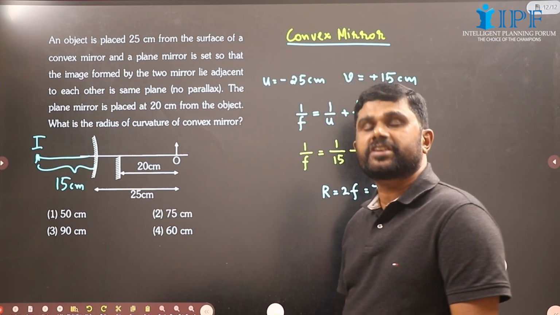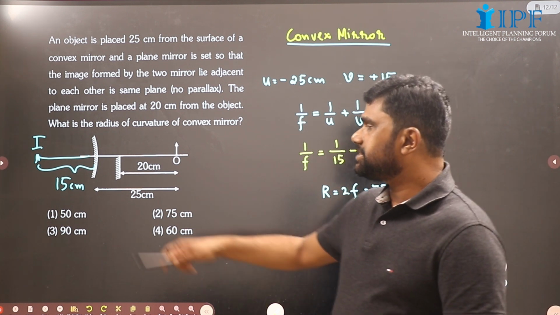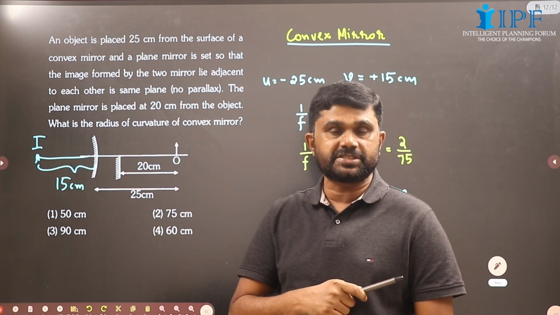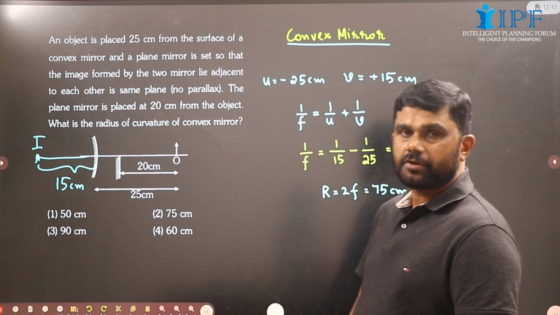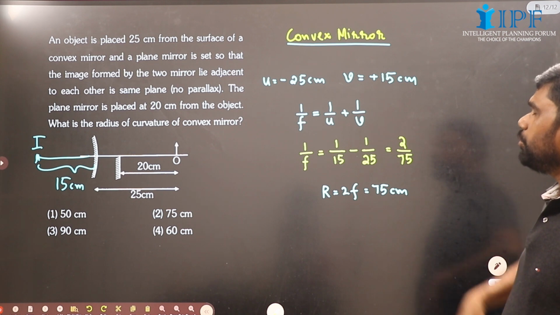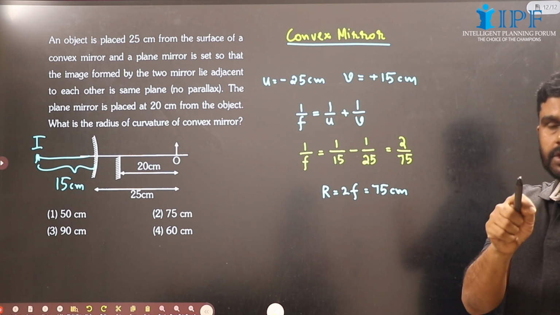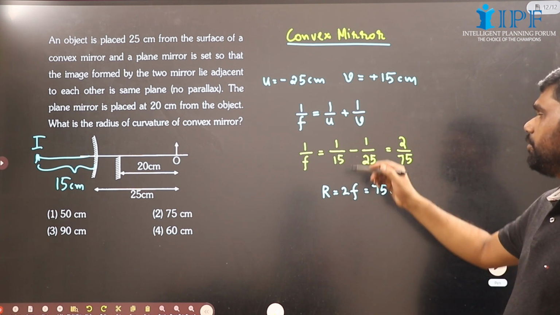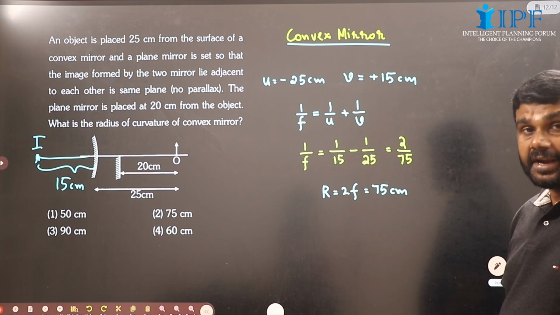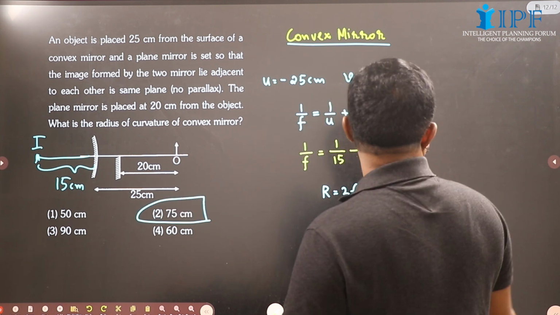Now consider the convex mirror. Its object distance is 25 centimeter. Here is the image formed by the plane mirror. At the same location, the convex mirror also forms its image. So what's the image distance of the convex mirror? It is 15. So object distance is minus 25 and image distance is plus 15 for the convex mirror. So its focal length we can find: 1 by f equal to 1 by u plus 1 by v. We will get 2 by 75. And the radius of curvature r equal to 2f, and it is 75 centimeter.